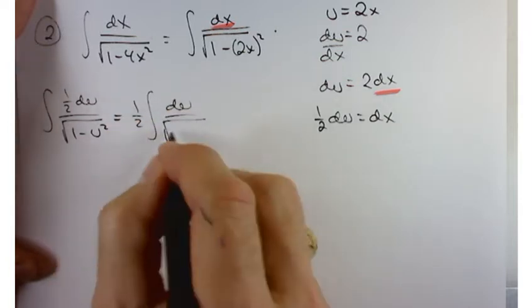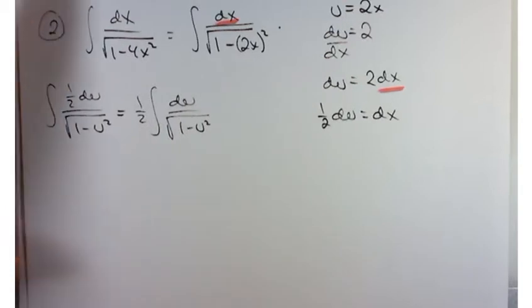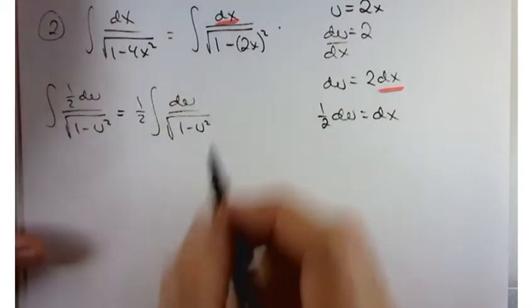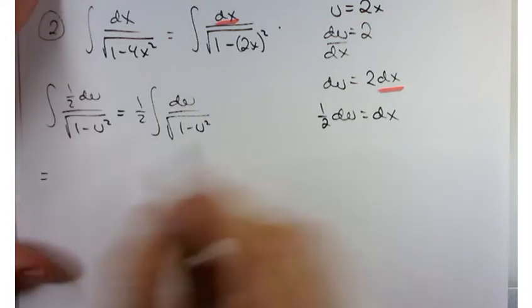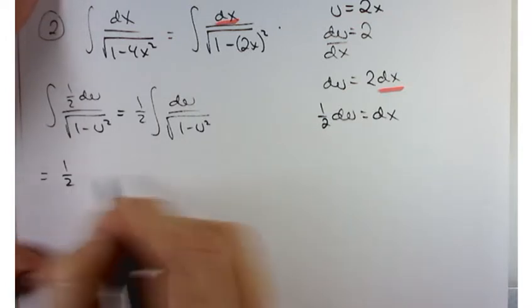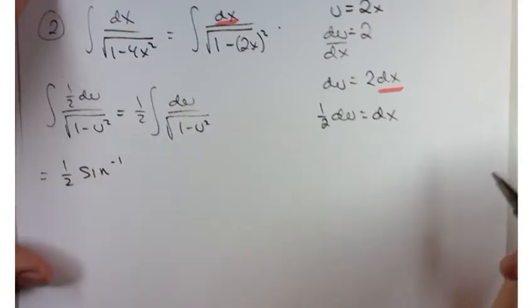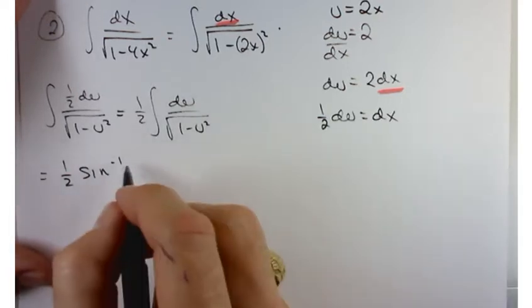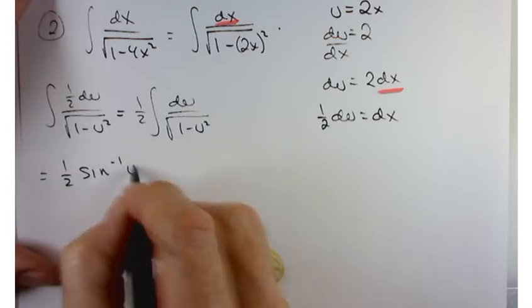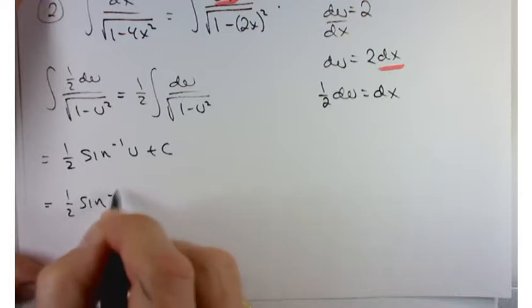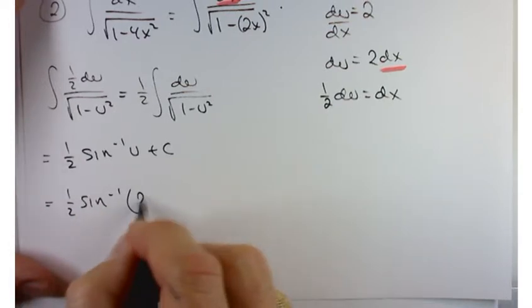You don't need to show everything, but I do need to see some of your work. I get a little bit nervous about phantom answers, but as long as you show me some of it, that's good. 1/2 inverse sine of u over 1, or just u, plus a constant. And u was 2x.